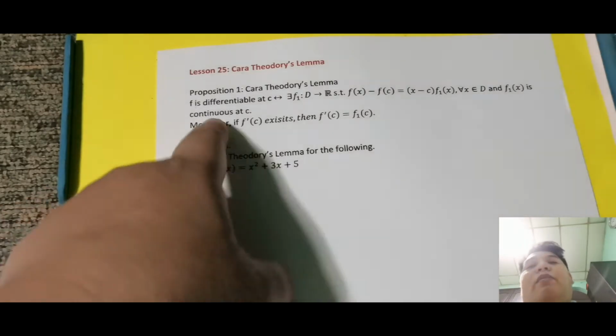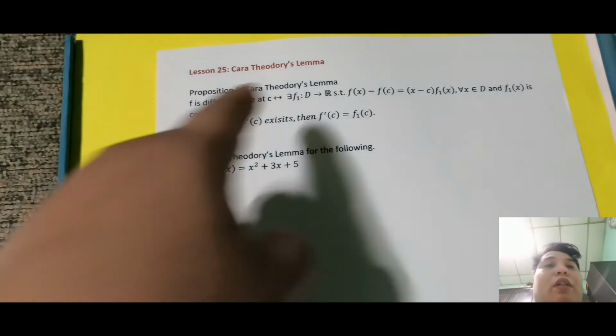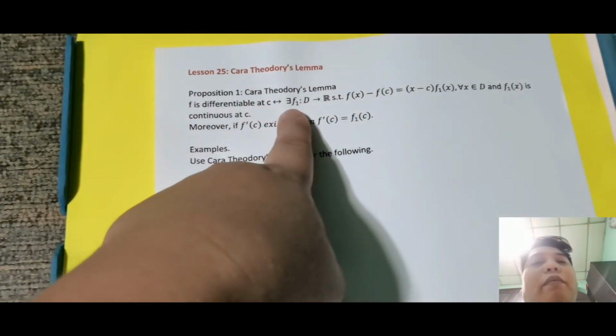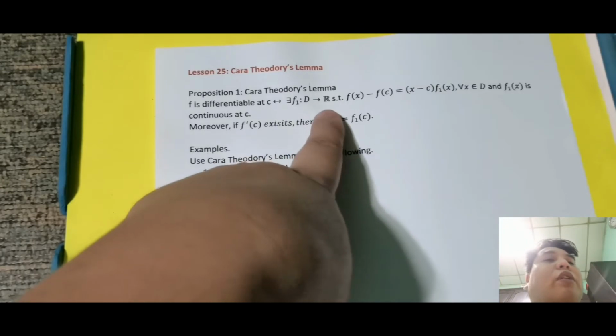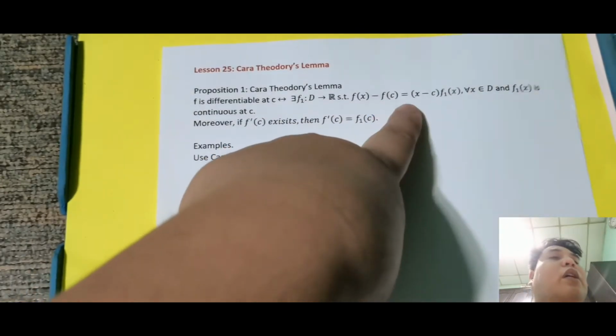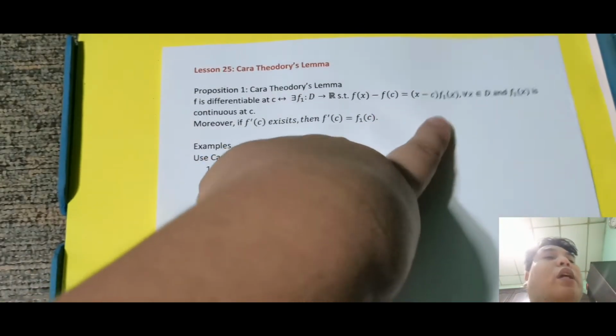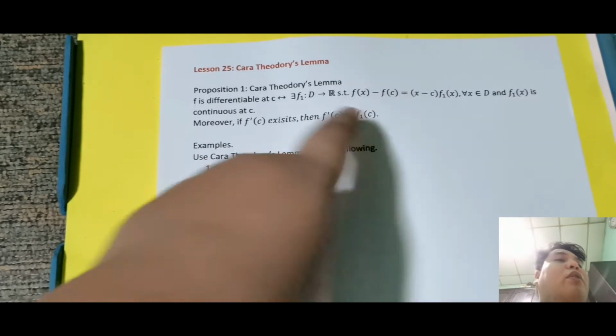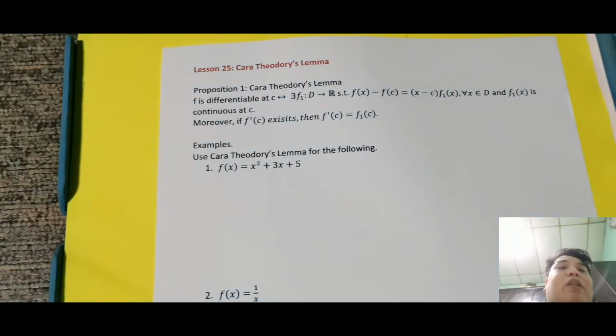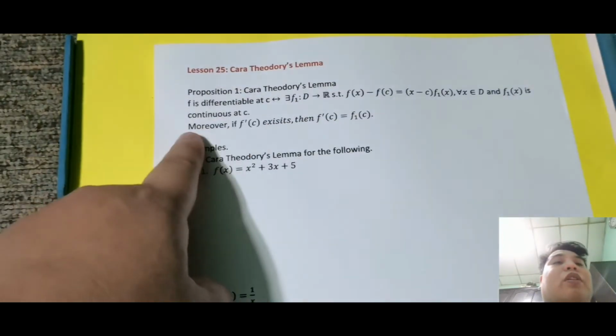So f is differentiable at c. So ito yung f prime of c. If and only if there is f sub 1 mapping from D to real numbers such that f of x minus f of c is equal to x minus c times f sub 1 of x for all x element of D, and f sub 1 is continuous at c. Moreover, if f prime of c exists, then f prime of c is equal to f sub 1 of c. Kasi nga si f sub 1 of x is continuous at c, so ito yun.